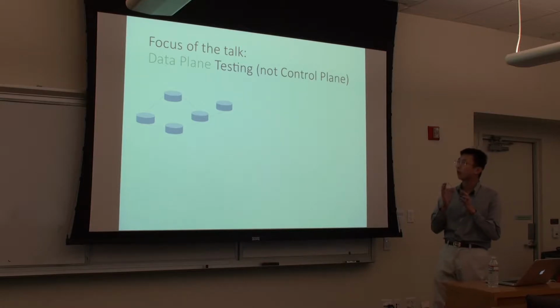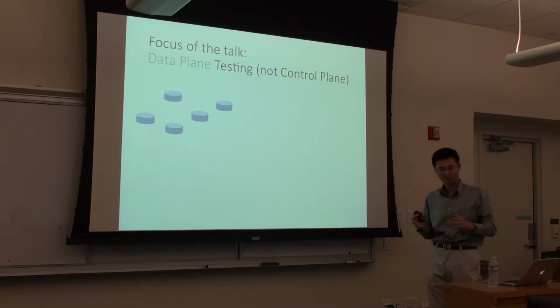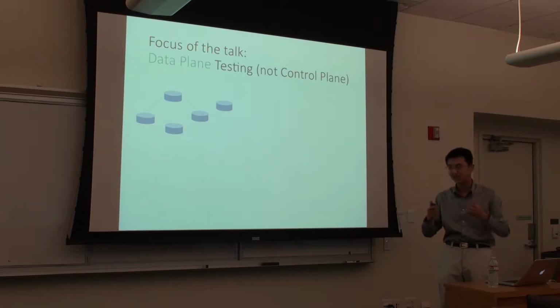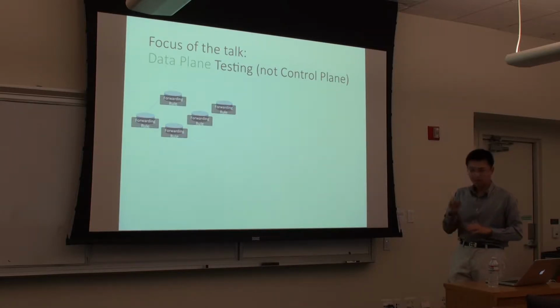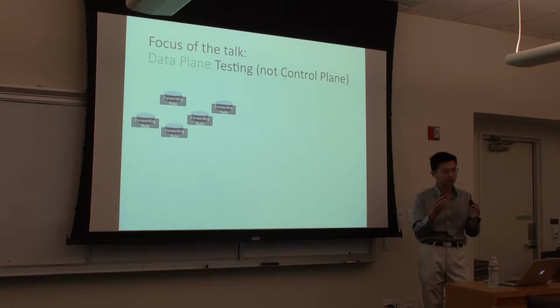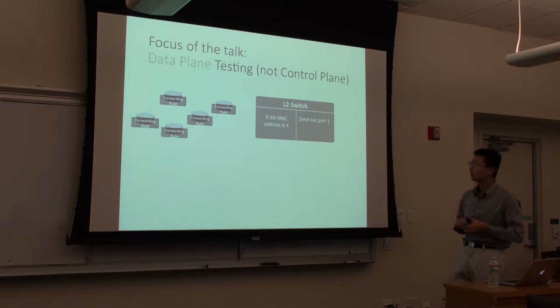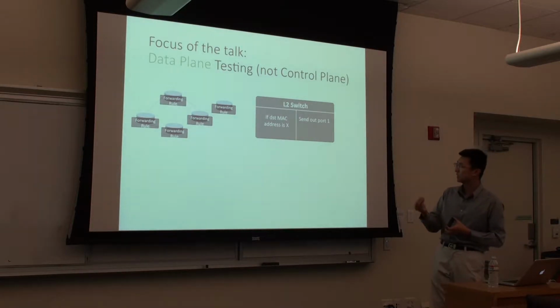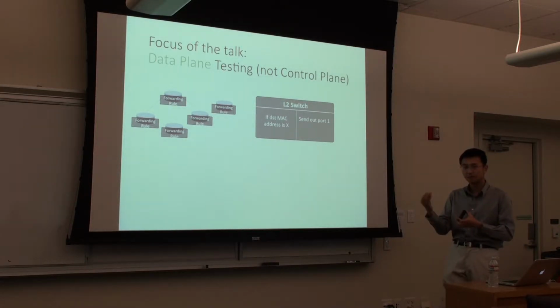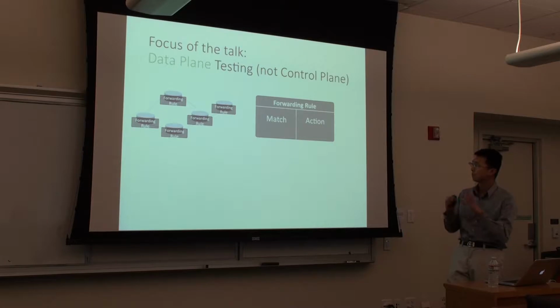This talk is about data plane testing. So what do I mean by that? First of all, you have this network. It's just some switches interconnected together. Then within each switch, you have forwarding rules that determine the packet flow. An example of forwarding rules would be, in an L2 switch, something like: if destination MAC address equals X, then forward the packet to port 1. But in general, these forwarding rules are just match plus action tuples.